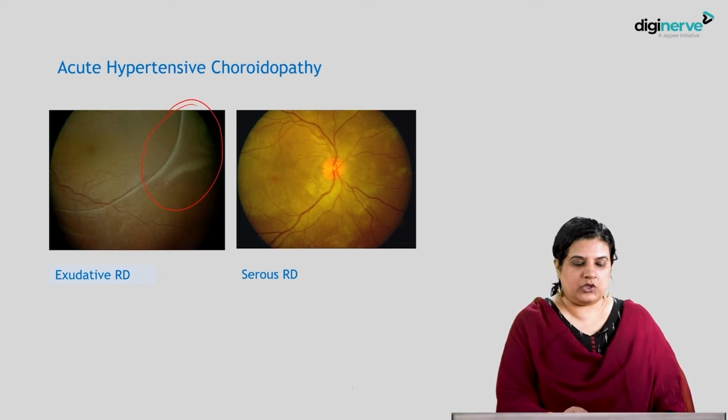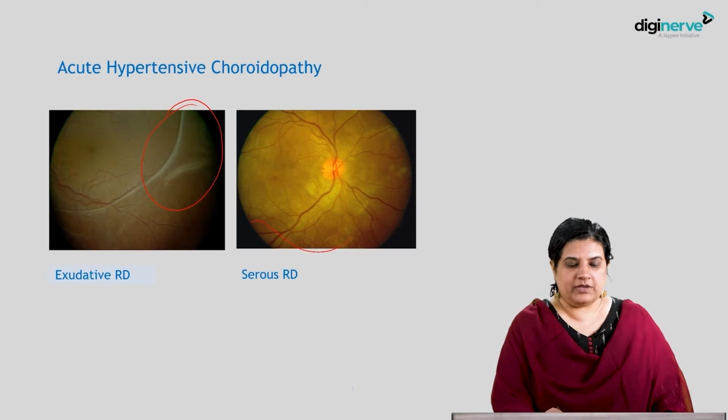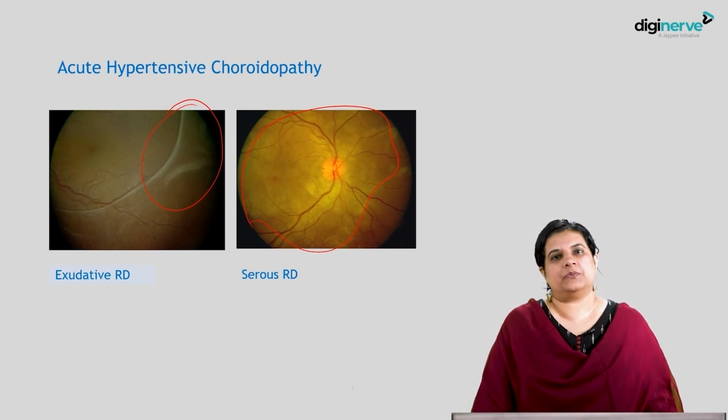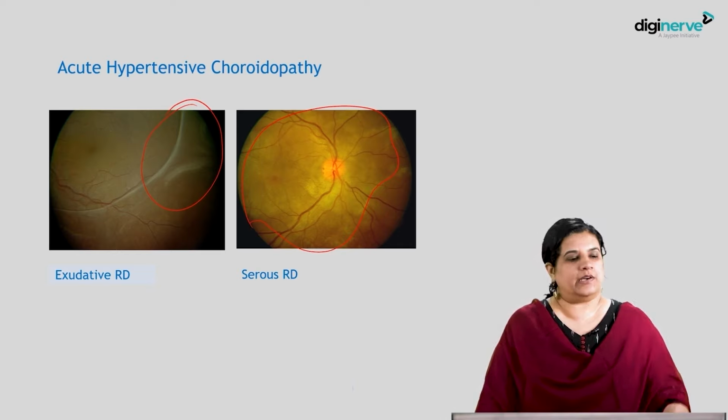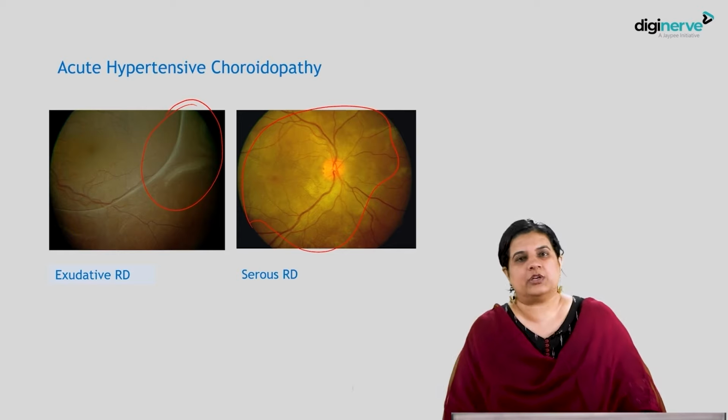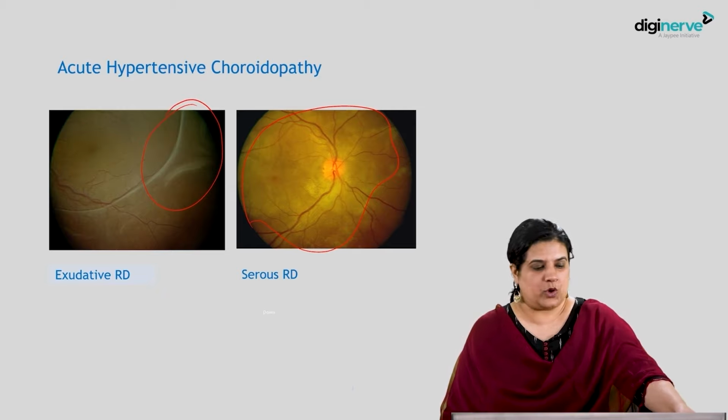If there is a more generalized shallow involvement, we can see opacified retina, which is not elevated too much, but there is a generalized serous collection underneath the retina. These conditions do not require any surgical intervention. They require control of the causative agent. So we need to control the blood pressure and wait for some time for this fluid to absorb.